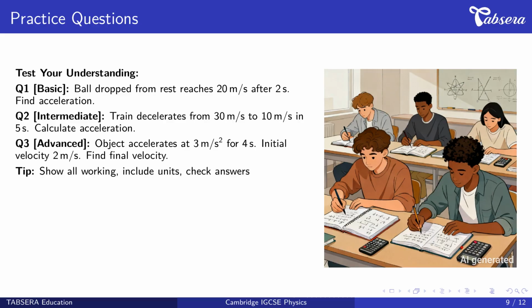Question 3 is advanced. The question is, an object accelerates at 3 meters per second squared for 4 seconds. If the initial velocity is 2 meters per second, find the final velocity. This tests your analytical skills by requiring equation rearrangement. For all questions, remember to show your working clearly, include units in every step, and check your answers make physical sense. Write your answers now before looking at the solutions.